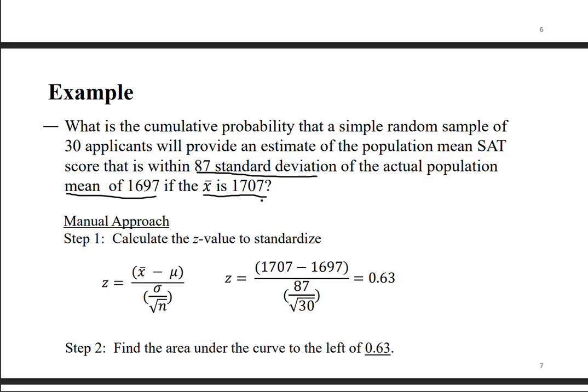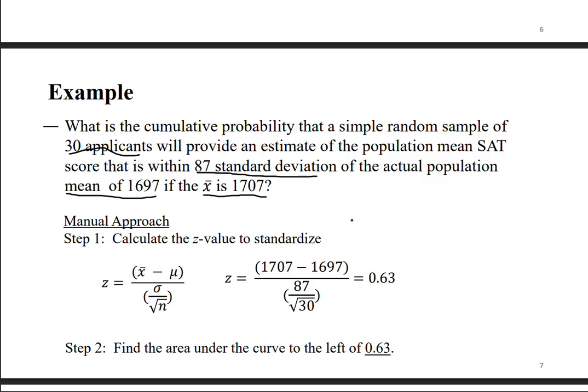Now, we are not so sure what kind of distribution the SAT scores follow, but what we are trying to do is find the probability that a simple random sample of 30 applicants will provide an estimate of the population SAT score when we know the standard deviation to be 87, with a mean of 1,697 as the population mean, if the sample mean is 1707.